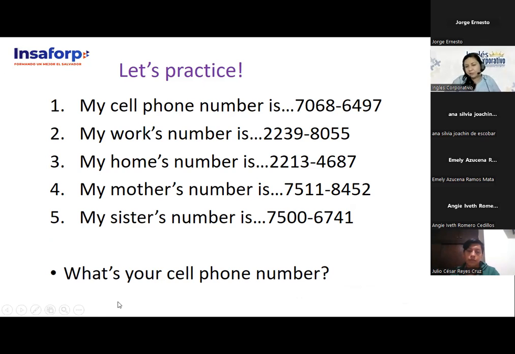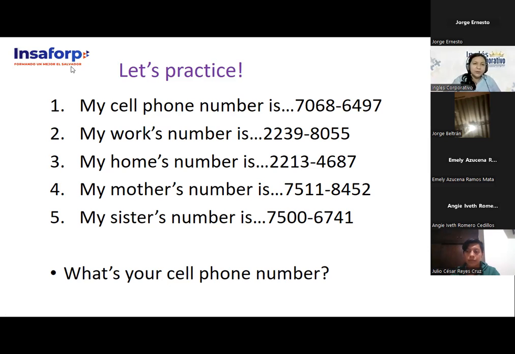What's your cell phone number? And say it with the intonation of a question. What's your cell phone number? So in English, it's important to make the correct intonation. We do it in our language, we do it in Spanish. You also have to do it in English. Okay?